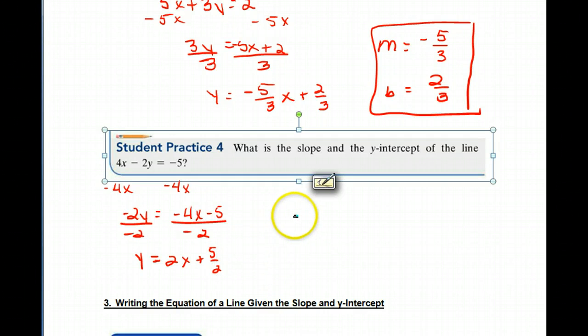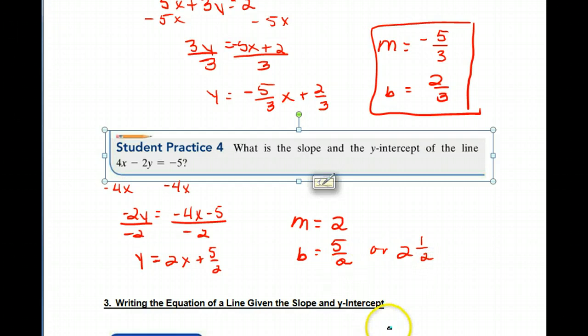Now that the equation is solved for y, we can see that the slope is positive 2 and the y-intercept is positive 5 halves. For graphing purposes, you may want to think of that as a 2.5 later on down the line.